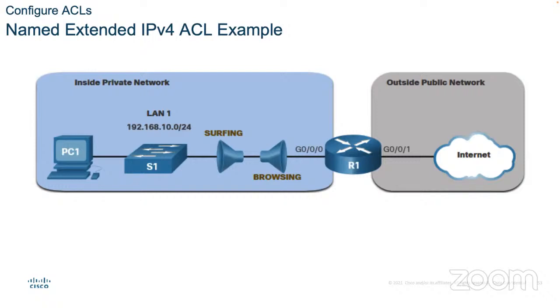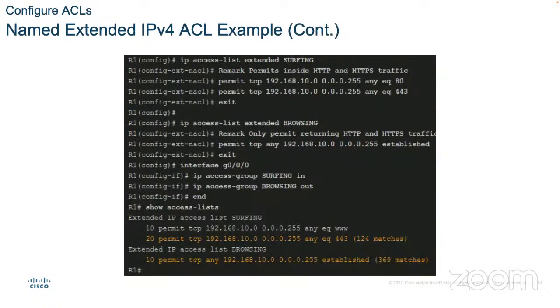We can make a rule that will permit inside HTTP and HTTPS traffic to exit to the internet. And we can enable a browsing rule that'll permit web traffic to the inside host while everything else is implicitly denied. That would look like this. You have the surfing ACL permitting HTTP and S traffic from inside users to exit the interface. Any web traffic returning from the internet is permitted back in by the browsing ACL.